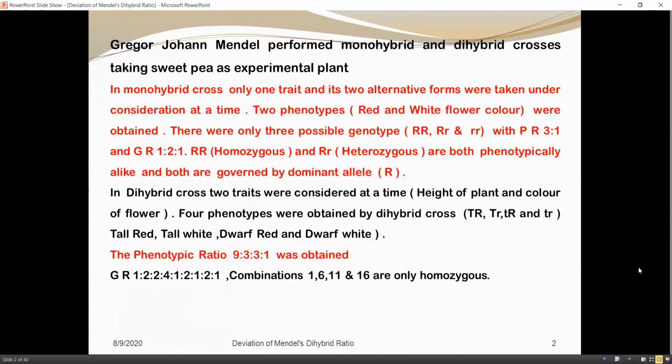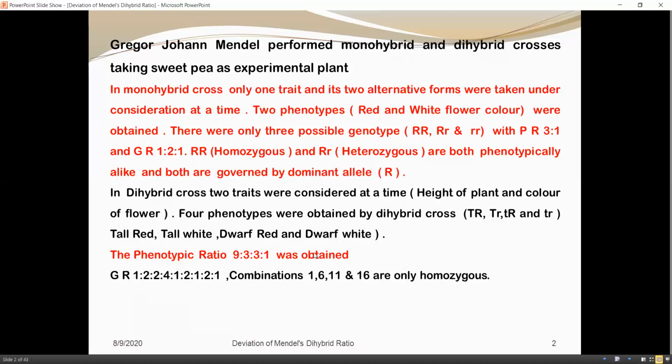In dihybrid cross, two traits were considered at a time: height of plant and color of flower. Four phenotypes were obtained by dihybrid cross, that is, tall plants with red flowers, capital T, capital R; tall plants with white flowers, capital T, small r; dwarf plants with red flower, that is small t, capital R; and dwarf plants with white flowers.